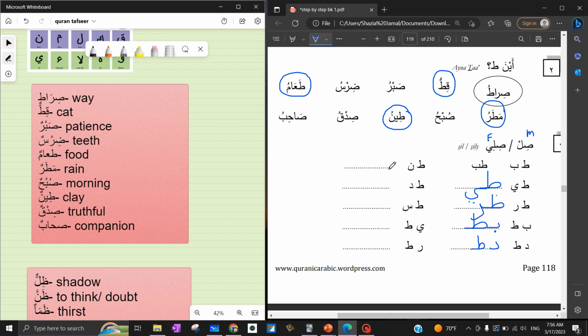Then ta is with noon. So making it like a sad, continuing the same line just above the line, going just like ra, coming down, making the half circle and coming up. So this is noon and then put the stem. Ta and dal. So let's do with dal.